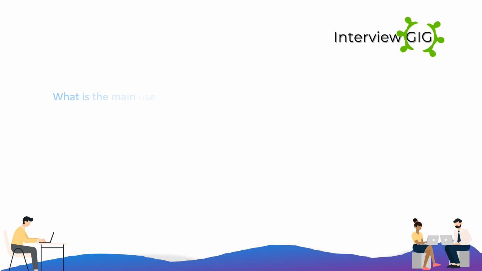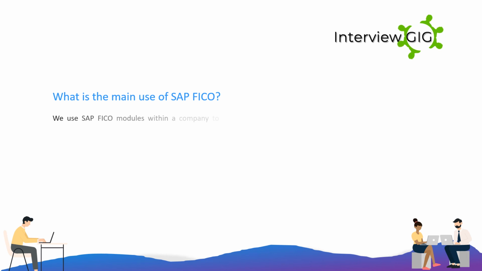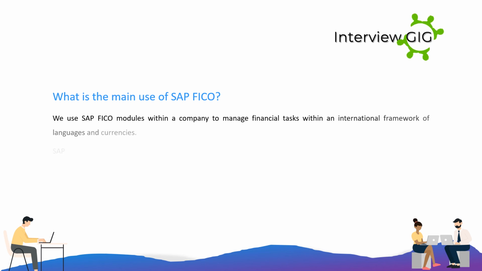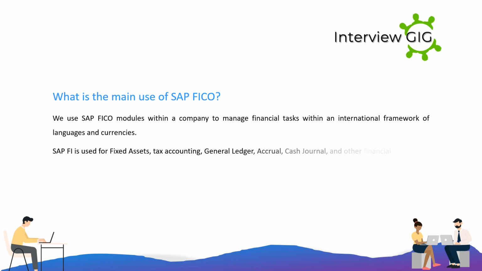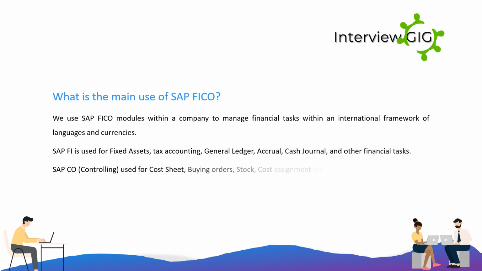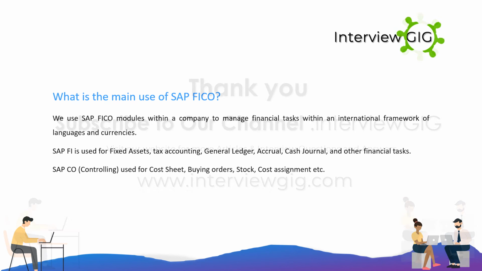What is the main use of SAP FICO? We use SAP FICO modules within a company to manage financial tasks within an international framework of languages and currencies. SAP FI is used for fixed assets, tax accounting, general ledger, accrual, cash journal, and other financial tasks. SAP CO, controlling, is used for cost sheet, internal orders, stock, cost assignment, etc.